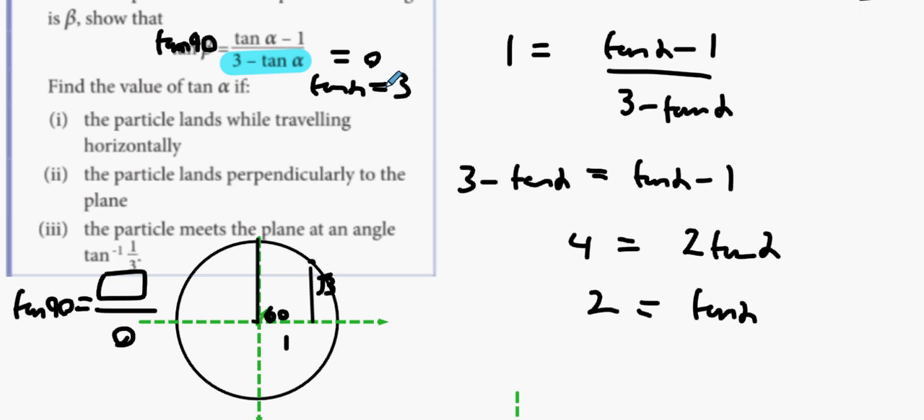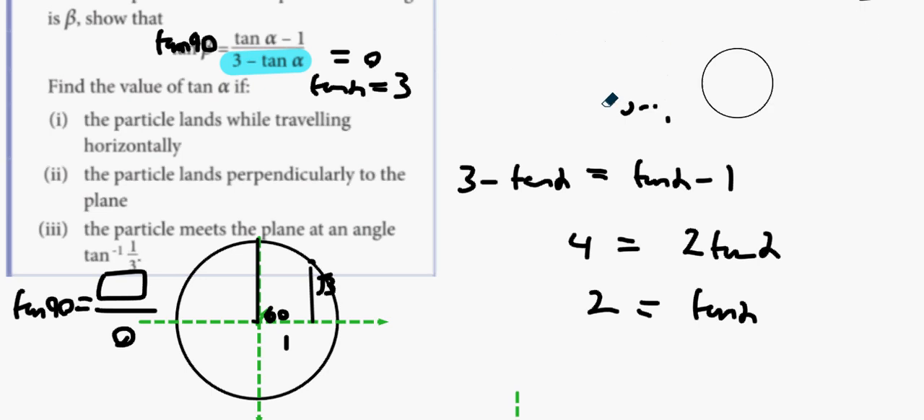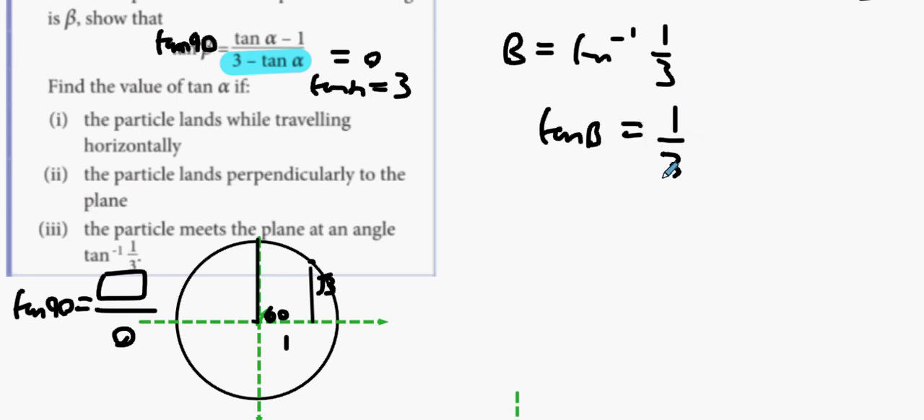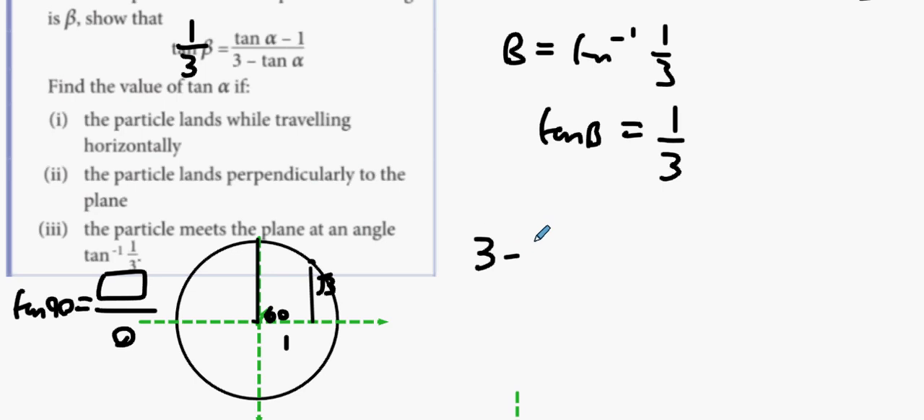Now, the particle meets the plane at the angle tan inverse 1 over 3. So, if beta equals tan inverse 1 over 3, this means tan beta equals 1 over 3. And this would mean that this up here is 1 over 3. Cross multiply. 3 minus tan alpha equals 3 tan A minus 3. Cool. What do we do next?